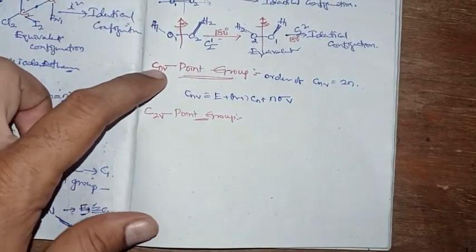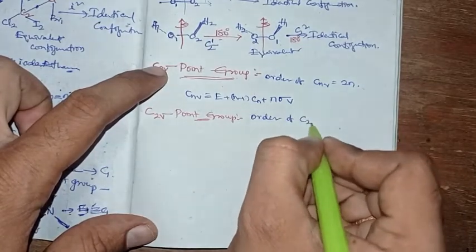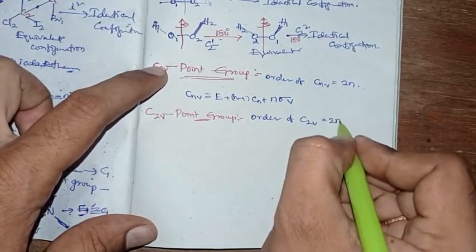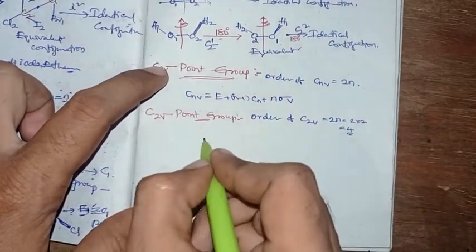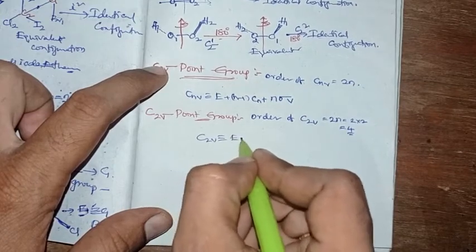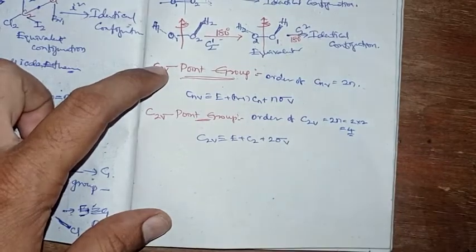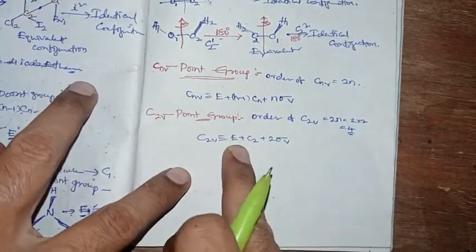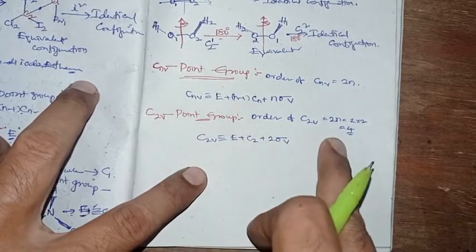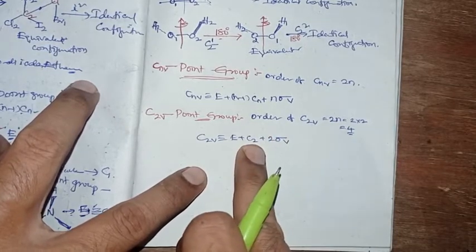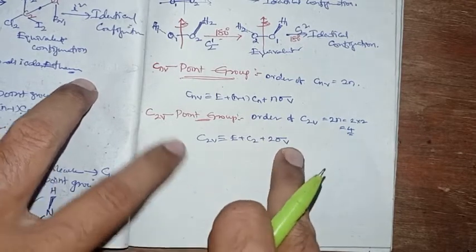So here the number of elements, or order, of the C2v point group is 2n. It means 2 into 2, which equals 4. Thus the 4 elements are E plus C2 plus 2 sigma v's. E plus n minus 1 number of Cn's means 2 minus 1 number of C2's, so it has 1 C2, and n number of sigma v's, which is nothing but 2 sigma v's.